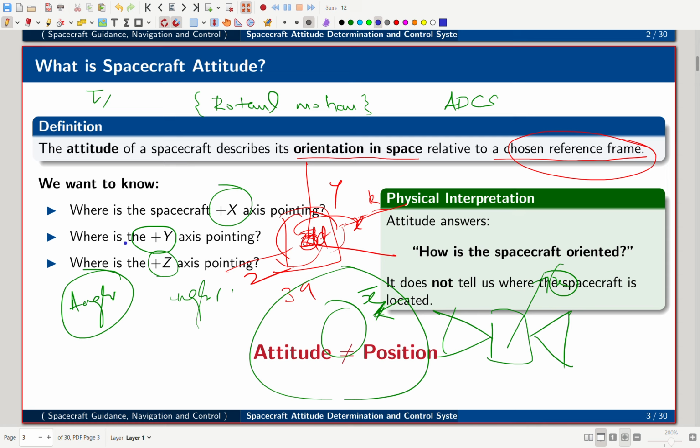Attitude answers how the spacecraft is oriented. It does not tell us where the spacecraft is located. So make sure that attitude is not equal to position. Position is a linear quantity that deals with translational motion. Attitude deals with rotational motion.